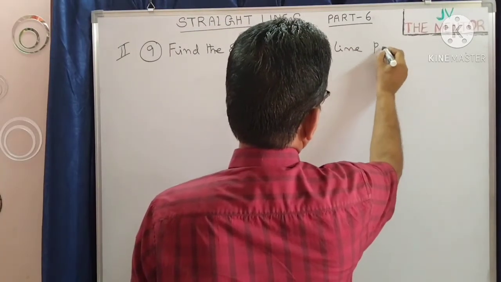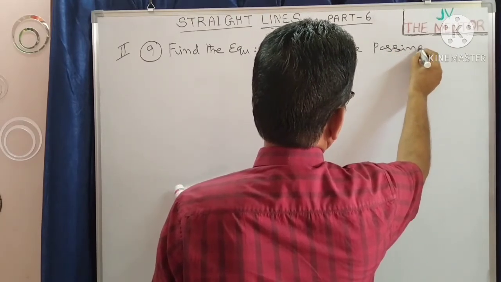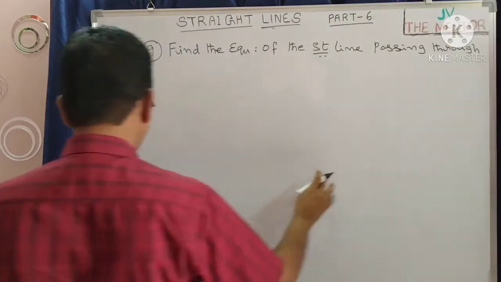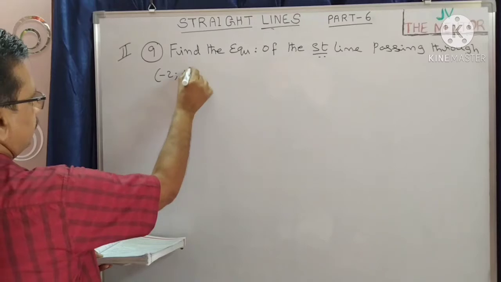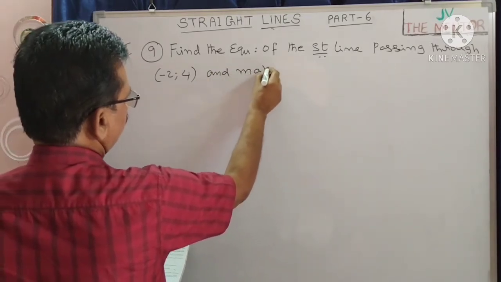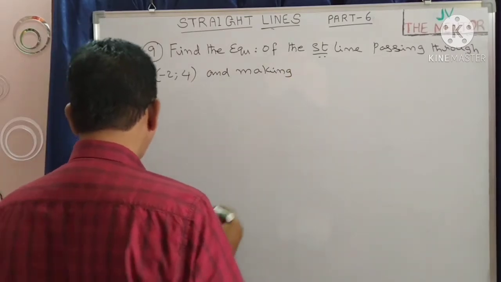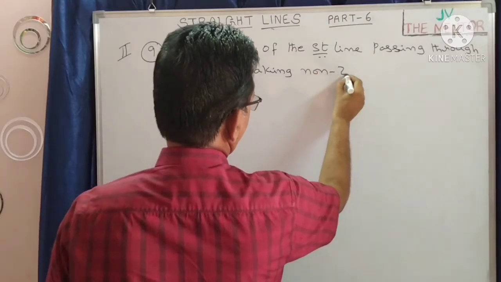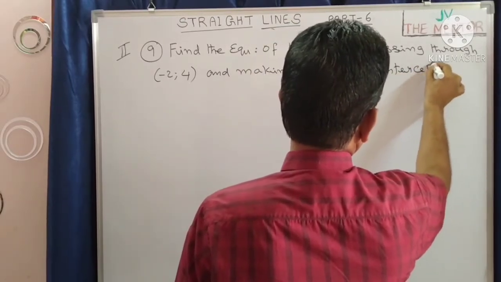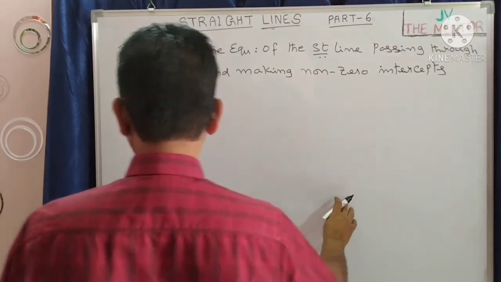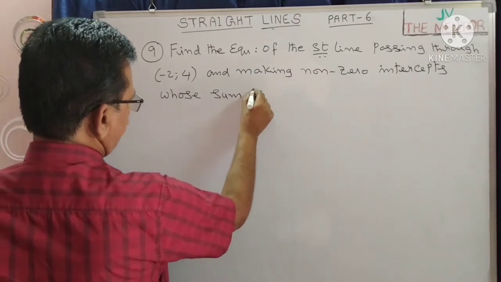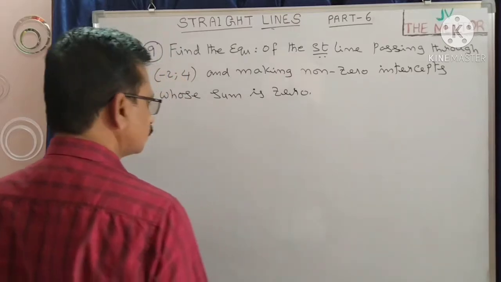Passing through the point -2, 4 and making non-zero intercepts whose sum is 0. Okay.